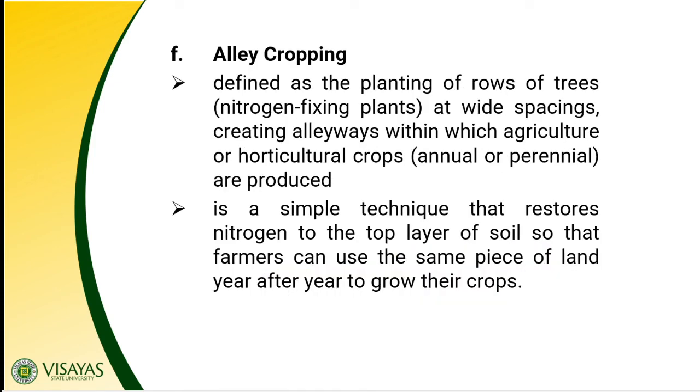Another is the alley cropping. So this is defined as the planting of rows of trees which are selected, those nitrogen fixing trees, at wide spacing, and thus creating alleyways within which other agricultural crops or horticultural crops, be it annual or perennial, can be planted in the alleyways because there is that wider spacing between these nitrogen fixing trees. It is a simple technique that restores nitrogen to the top layer of the soil so that farmers can use the same piece of land year after year to grow their crops.